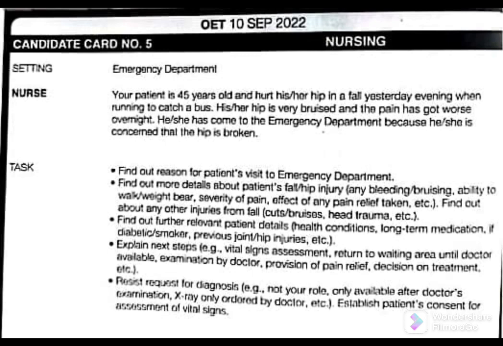Then the second task is to find out more details about the patient's fall or injury, any bleeding, bruising, ability to walk, weight bear, severity of pain, effect of any pain relief taken. So we can ask, before proceeding further, Mr. George, may I ask you some questions regarding your injury? Is it okay for you?